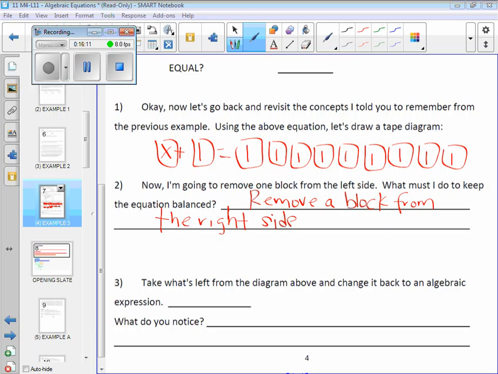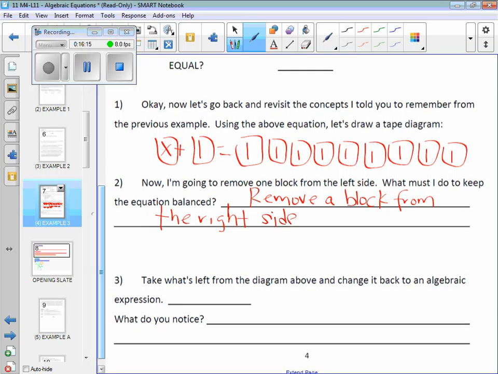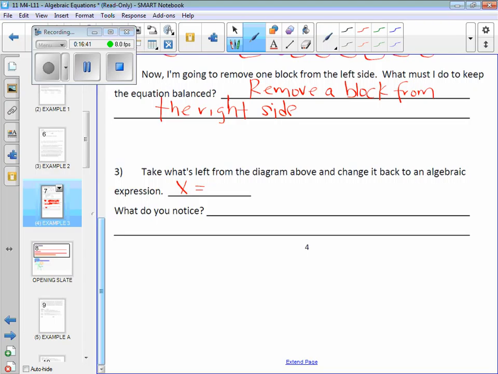So if I do that, and I'm able to erase, but I will show it to you. You can put a dotted line through it and show the block removed from each side. What's the only thing now left on the left side? An unknown x, followed by an equal sign, and then count up the boxes now on the right side. Tell me what you get.